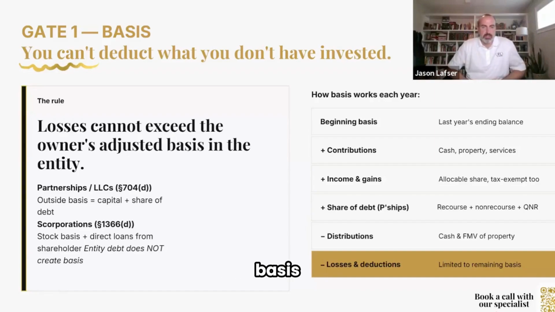The first one is basis. Essentially what basis says is that you can't deduct what you don't have invested. It is something that the IRS has put in place because they really don't want people to generate a tax loss but not really have any skin in the game, right? It's one of those that, again, I think doesn't get a lot of attention until it comes time to actually file a tax return.